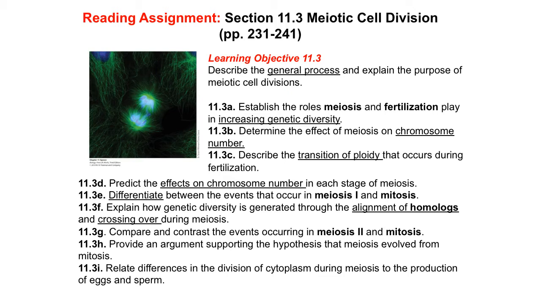Then compare and contrast the events occurring in meiosis 1, meiosis 2, and mitosis. And then provide an argument supporting the hypothesis that meiosis evolved from mitosis. And finally, you should be able to relate differences in the division of the cytoplasm during meiosis to the production of eggs and sperm.